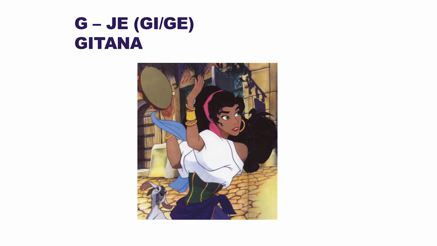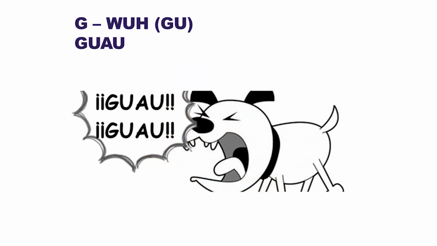Whereas GA and GO makes a hard G sound, GI and GE will make a soft H sound, almost as if we were pronouncing an H. He, he, he. Gitana, gitana, gitana.